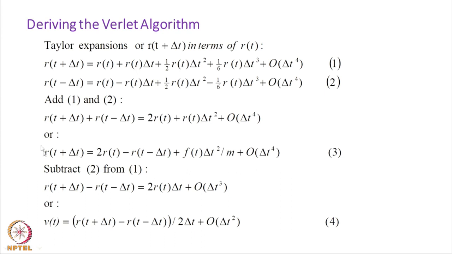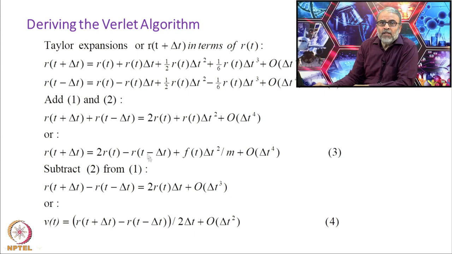or the new position is given by 2 times the old position minus the one position before the old position, t minus delta t, plus force into delta t square. So, remember this r, it should be r double dot t. So, that is force into delta t square by m. Okay. So, that is the acceleration into delta t square plus a correction of the fourth order. So, this is our main result here. The new position is given in terms of 2 times the current position minus the old position plus acceleration into delta t square, okay, plus a correction term.